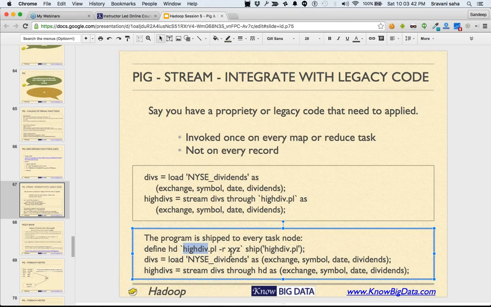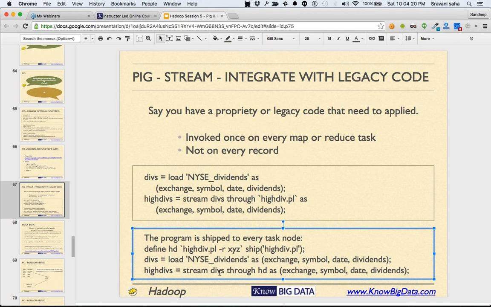For example, we might want to say hidiv.pl minus rxyz. And hidiv.pl does not exist on all the nodes, so you have to first copy it. So instead of you copying it yourself, you let Pig do it, you let Hadoop do it. The way we said minus minus files, similarly we say this. We say define hd equals to this function, and before doing that, please ship it to all the nodes. Then you can utilize this as a function.